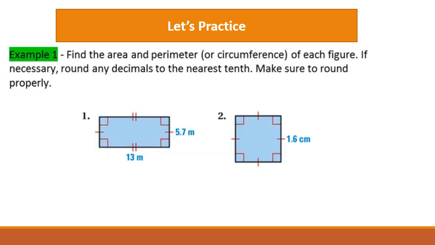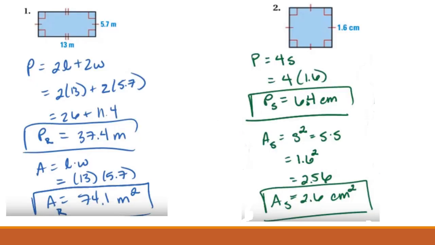The second shape, it's square, with the sides 1.6 centimeter. Also it's decimal. Okay, let's start solving.